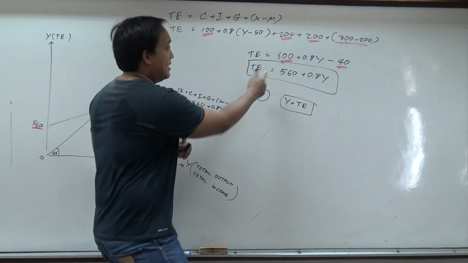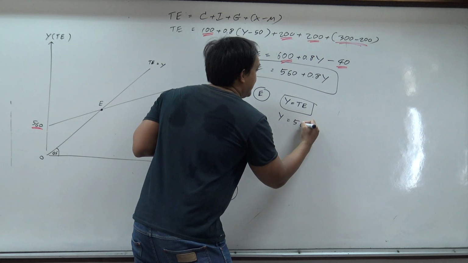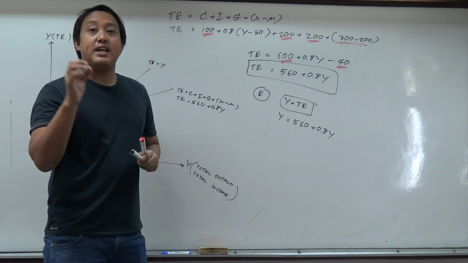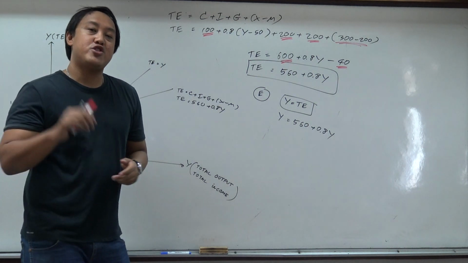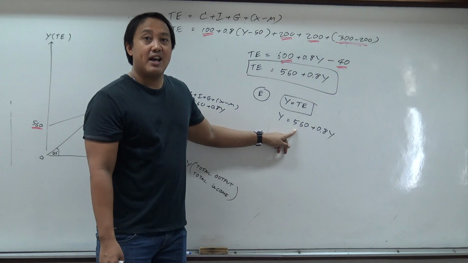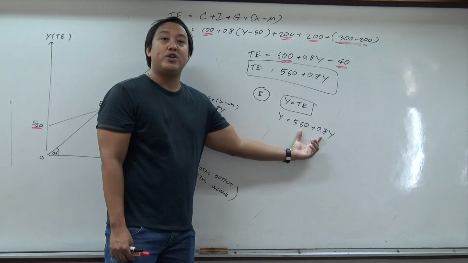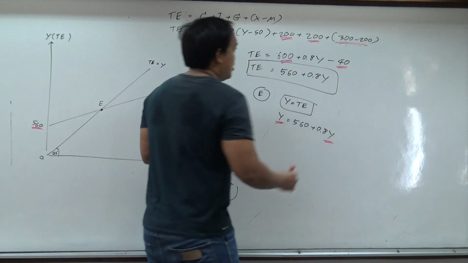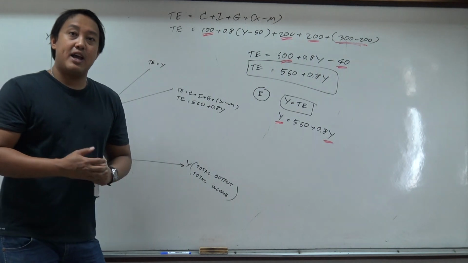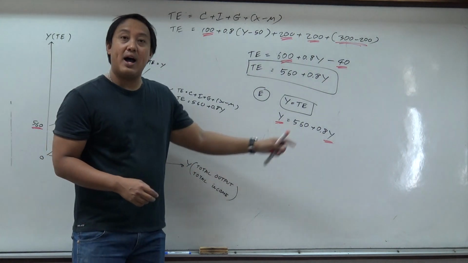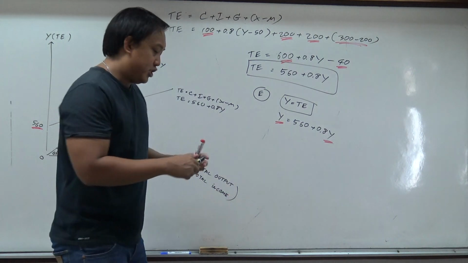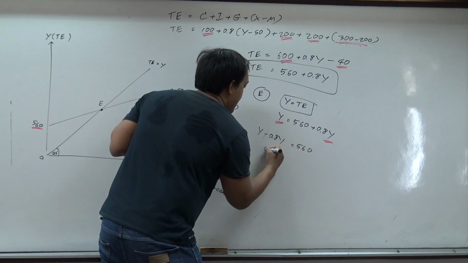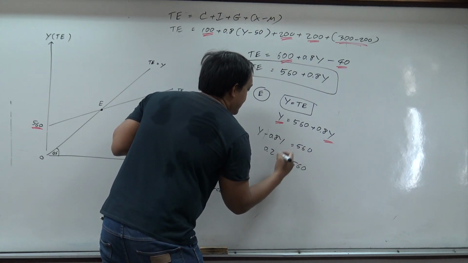What is TE? TE is here. I just put it down: 560 plus 0.8Y. Just put the total expenditure equation into this condition. And then as you can see, you have y on both sides. This is y and this is y. Then you have to combine them together. So you're going to have y minus 0.8y equal to 560. 0.2y equal to 560.